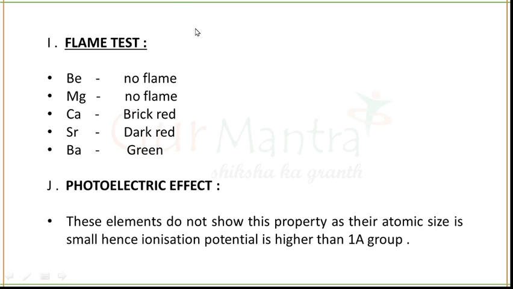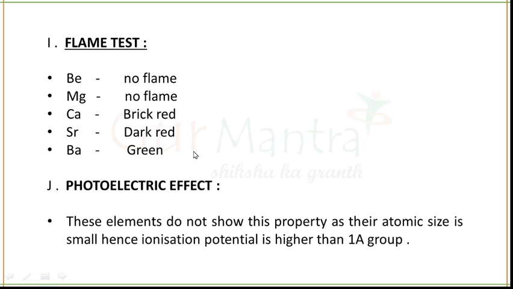Next is the flame test. If you talk about beryllium and magnesium atoms, due to small size, they bind their electrons more strongly, so they are not excited to a higher level. Hence, they do not show any flame test. While other elements of group 2 show a characteristic color to the flame. And the colors are as follows. For calcium, this is brick red color, strontium, dark red, and for barium, this is green color.